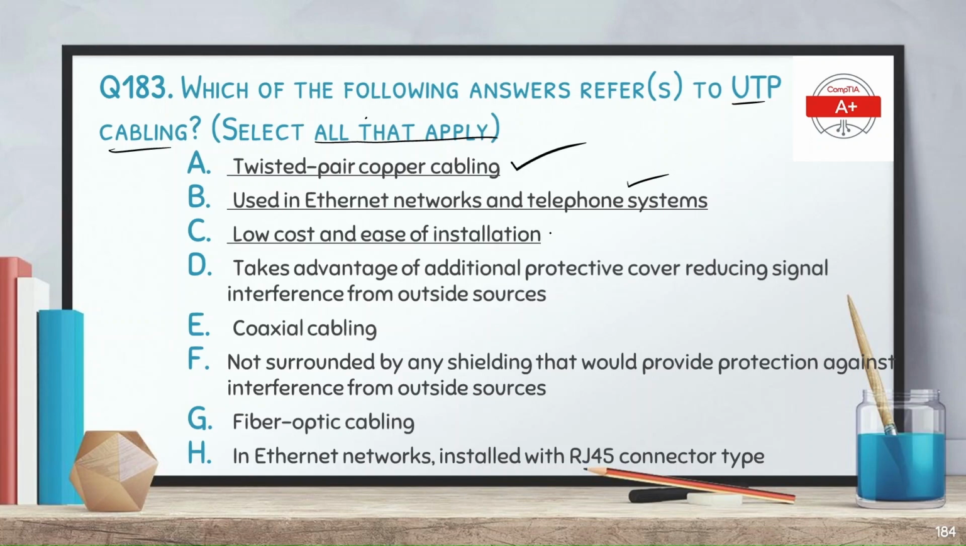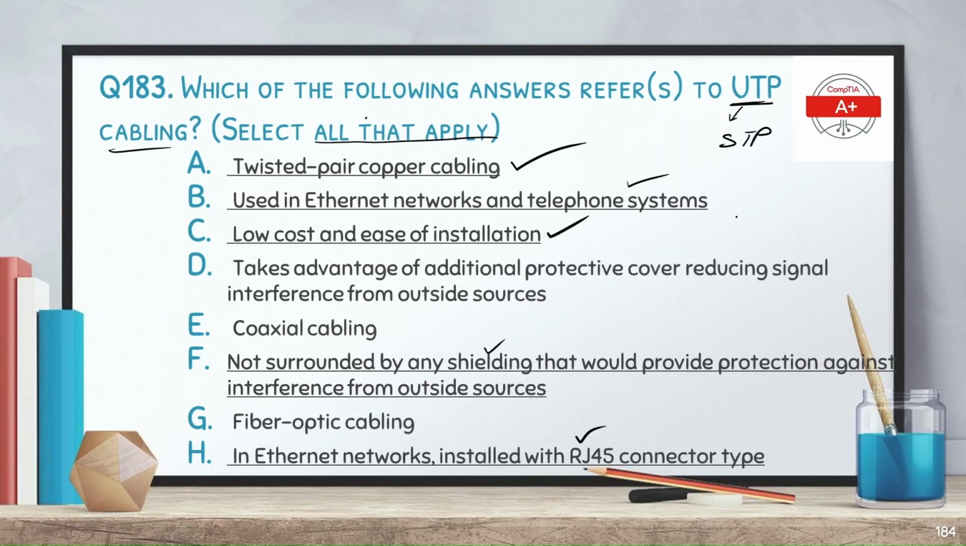It is low cost and has an ease of installation. UTP has low cost as compared to optical fiber as well as STP. STP is more costly because of the additional outside shielded cover as compared to the UTP. And it is not surrounded by any shielding that would provide protection against interference from outside sources. So UTP has no shielding while STP has this shielding. And in Ethernet networks it is installed with RJ45 connectors.